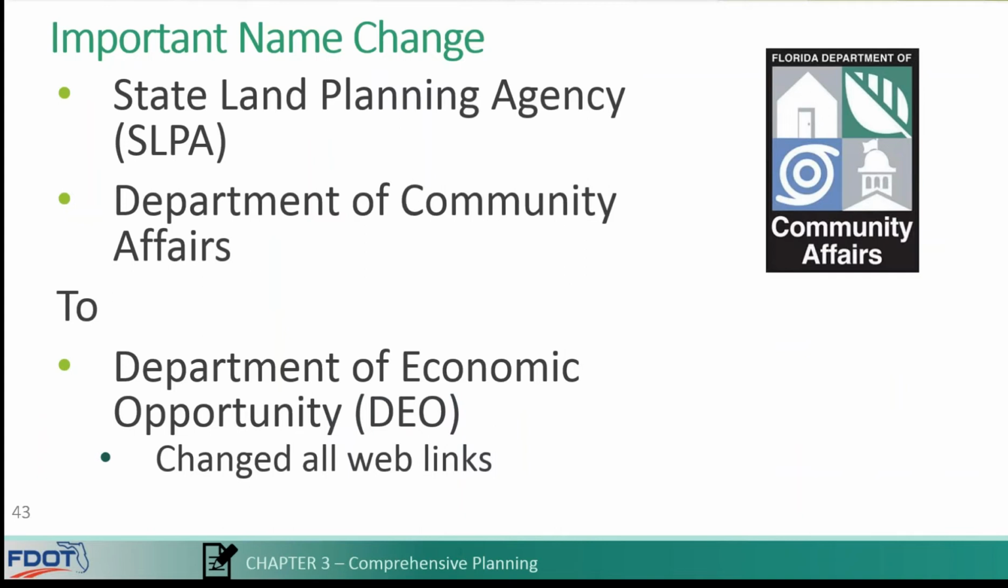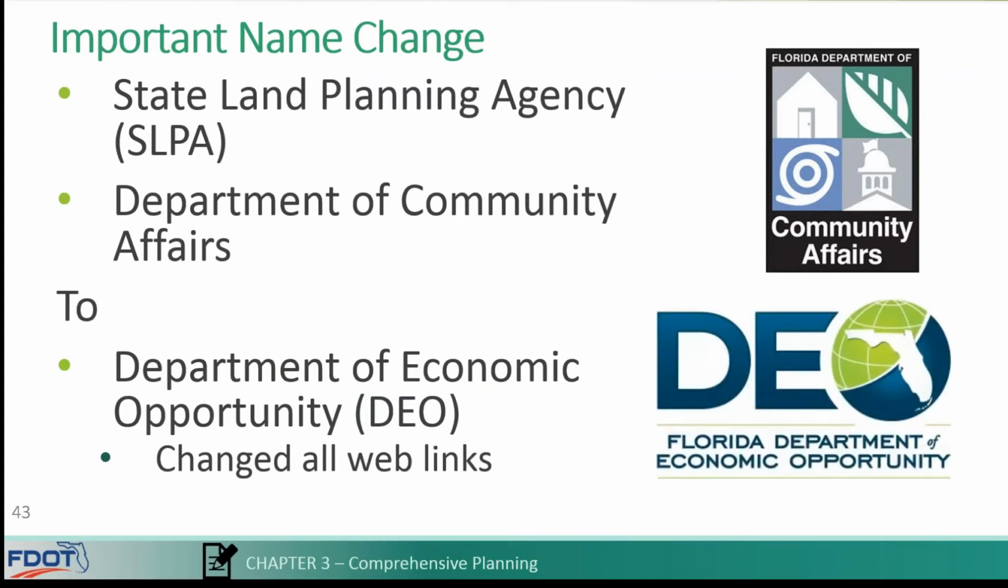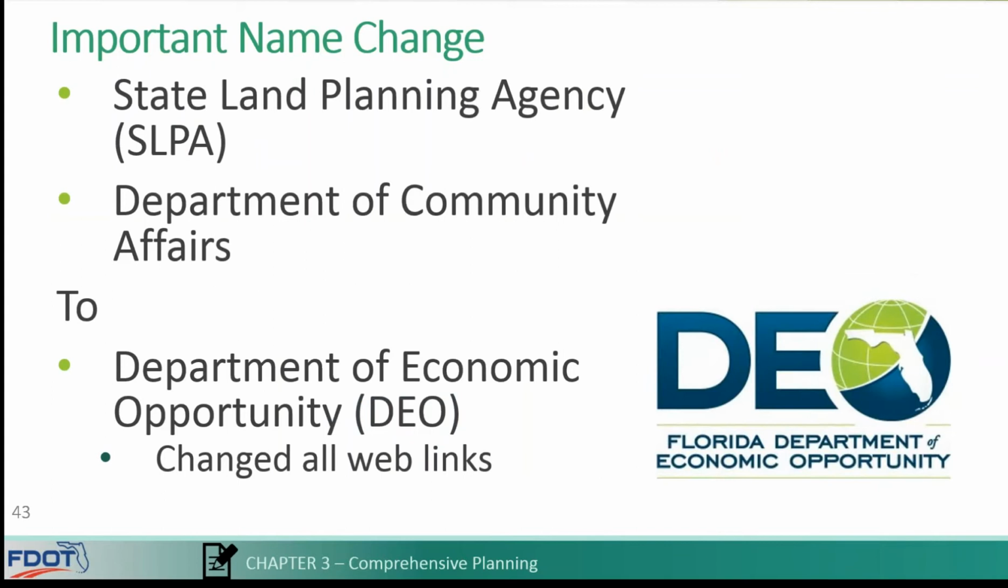Originally, the State Land Planning Agency before December 2011 was known as the Department of Community Affairs. Since this time, these functions have moved to the Department of Economic Opportunity, or DEO, for the purposes of growth management. DEO is now alternately known as the State Land Planning Agency.